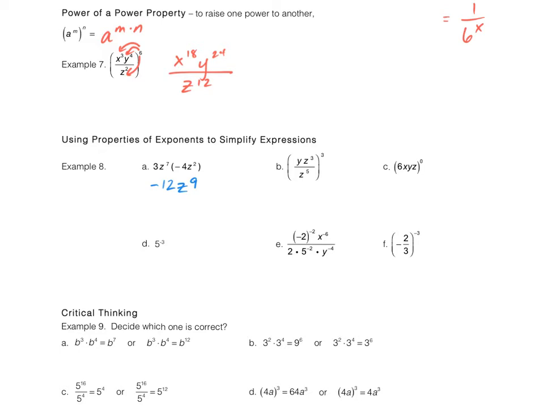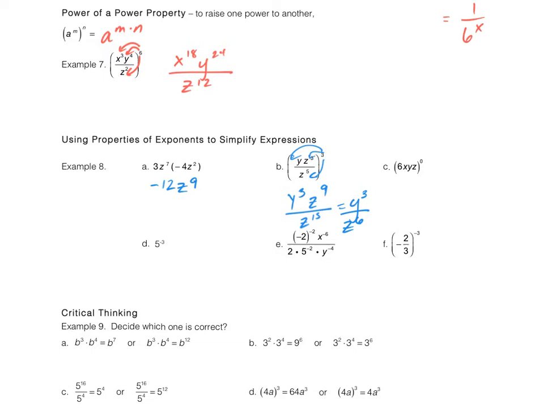For b, we're going to have to distribute this in and then do some simplification. So y is only here once, and when I put that 3 in there, it's y cubed. And then we're going to have z to the 3 times 3 is 9, over z to the 5 times 3 is 15. So that y is going to stay the same. And now I have the quotient rule. 9 minus 15 is negative 6. All right? But since I don't want a negative exponent, I'm going to put it in the bottom with a positive.